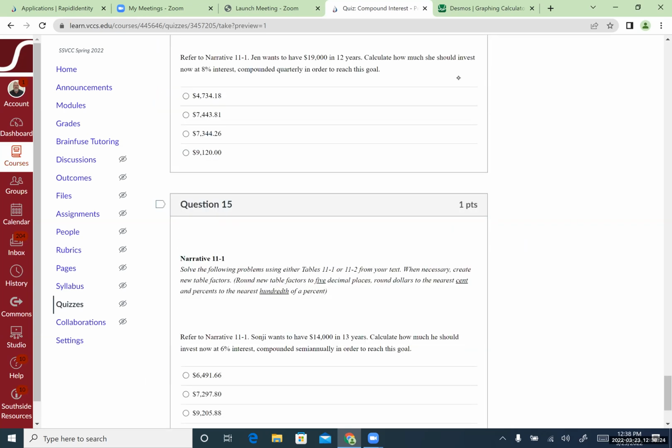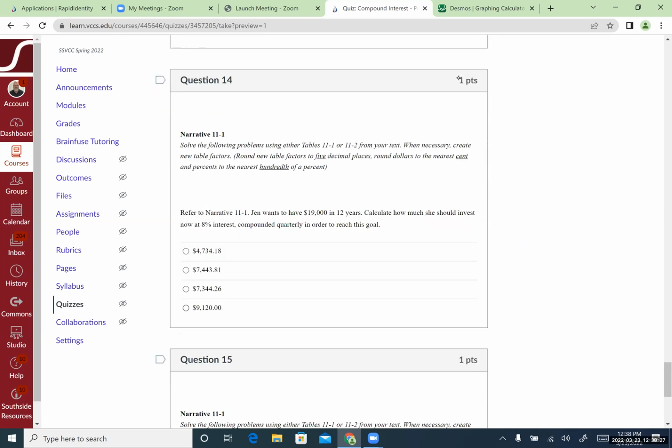Two more questions. All right. Can invest now at 8%. This is like the last question. Jen wants to end up with $19,000. How much should she invest? How much should the principal be at 8% interest, compounded quarterly, so that's 4 times per year, in 12 years. So 12 years, 4 times per year. So let me calculate this stuff out here, and then I can solve for the principal.